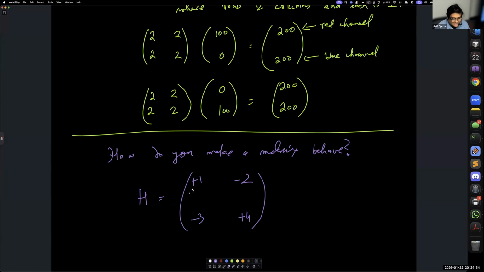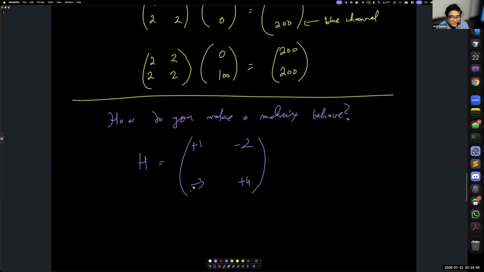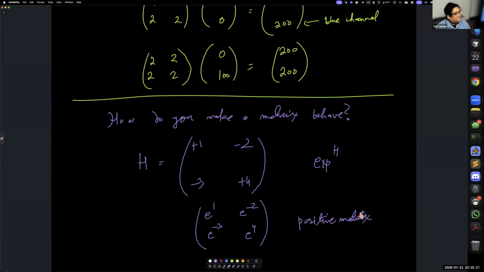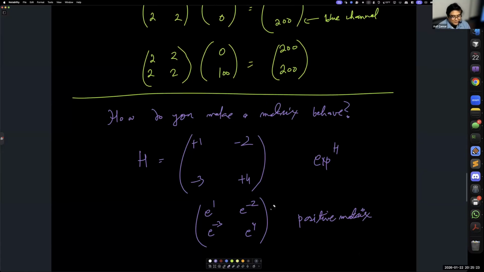So first thing you can do is, if I do e exponentiation of H, if you exponentiate a bunch of numbers, what do you get? Only positive numbers, right? Because it will become e to the 1, e to the minus 3, e to the minus 2, e to the 4. This matrix is now a positive matrix. So, well, we made some progress. That begins to look good. Now what do we do?